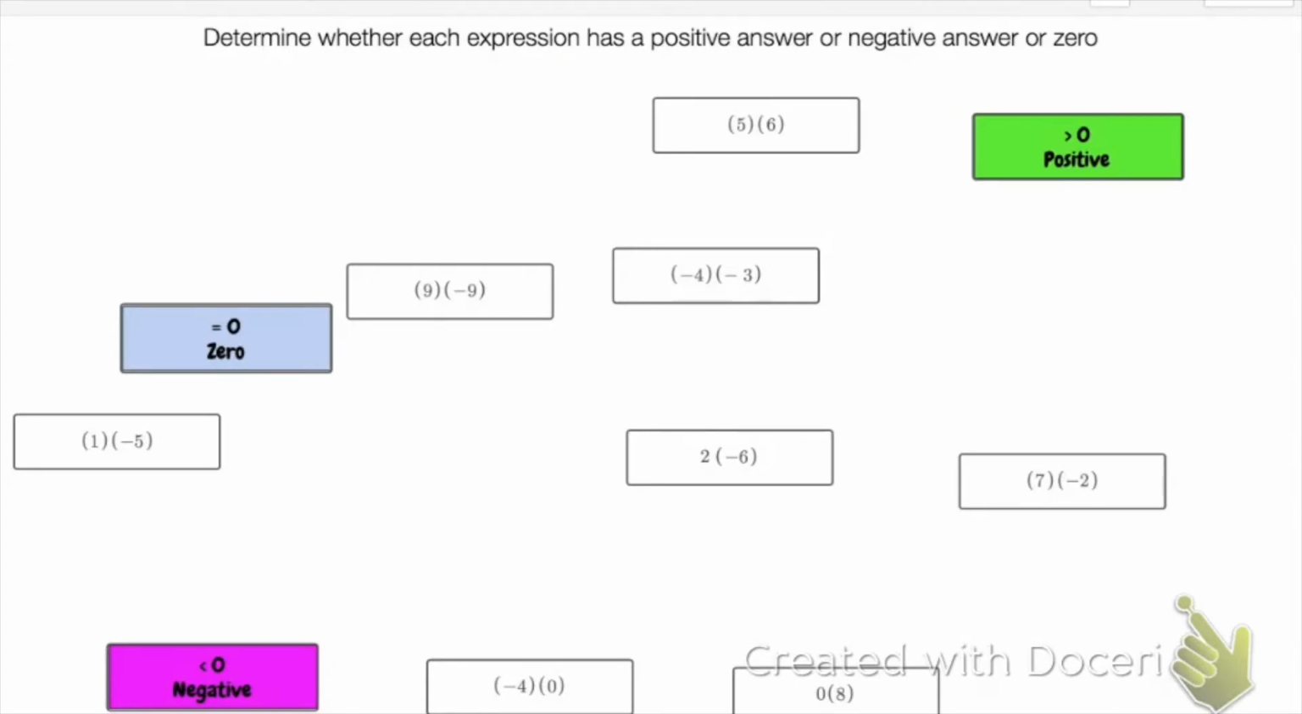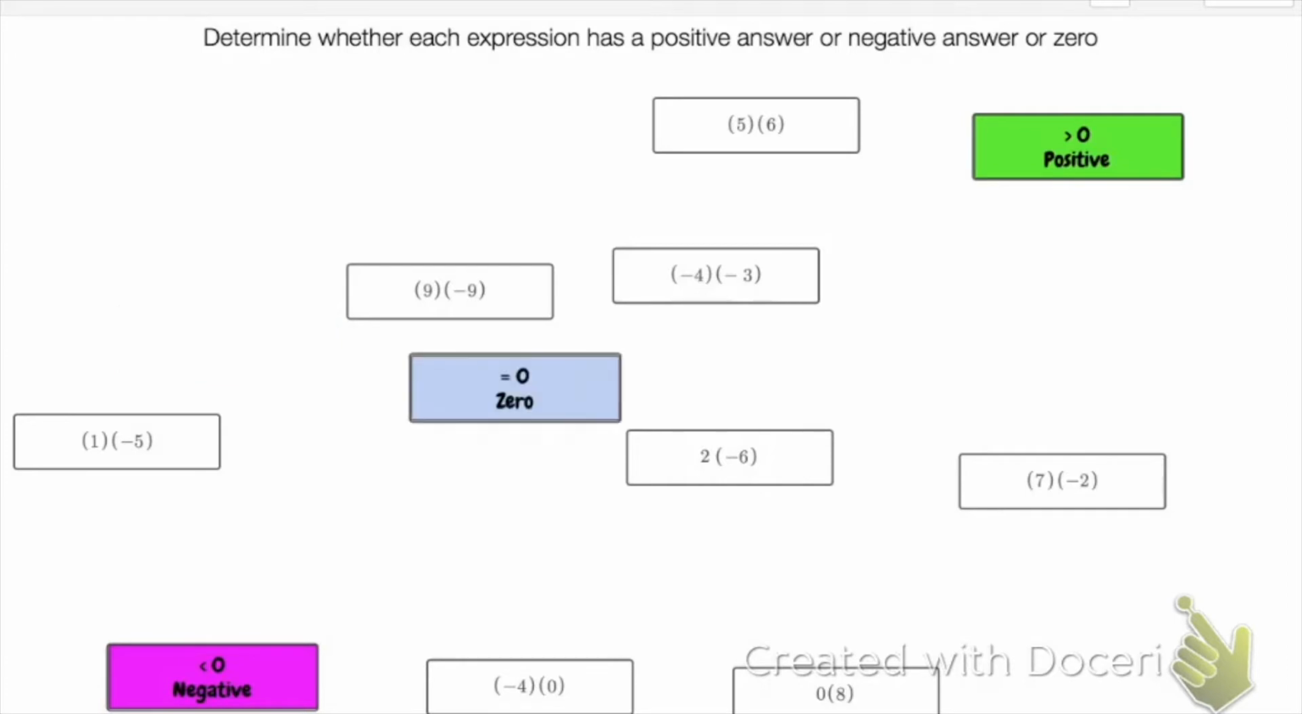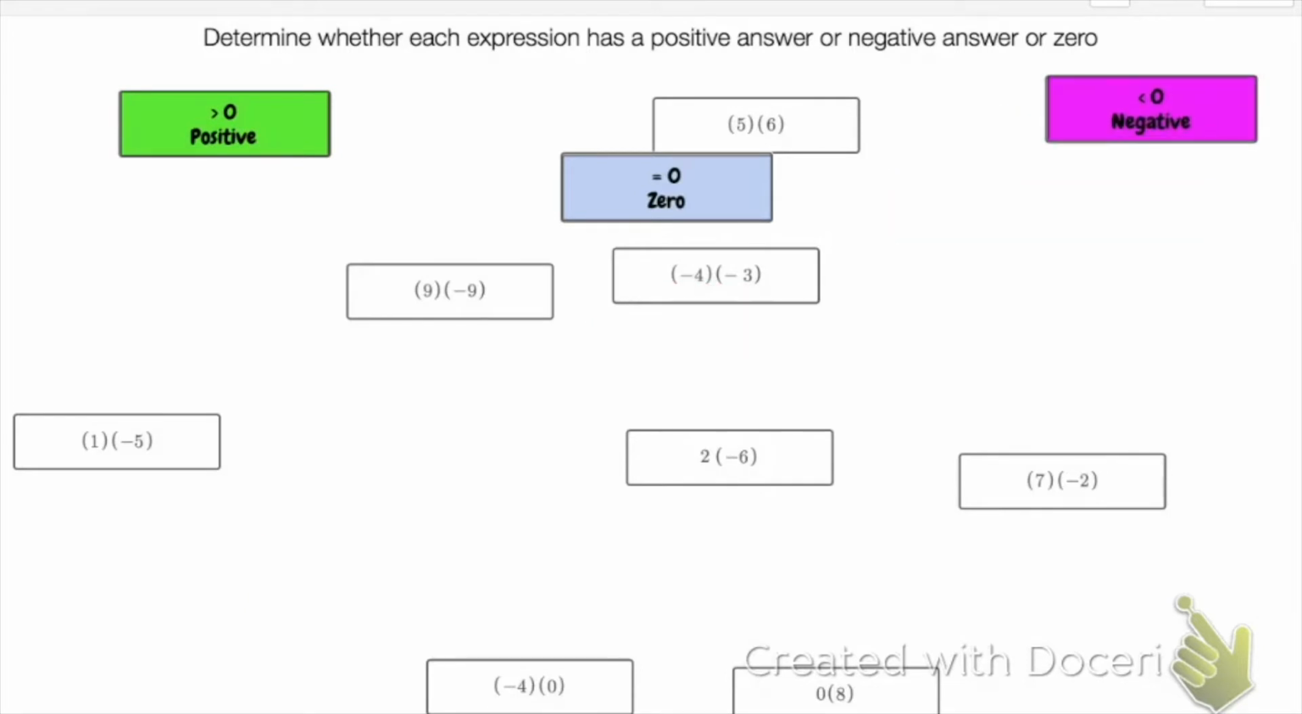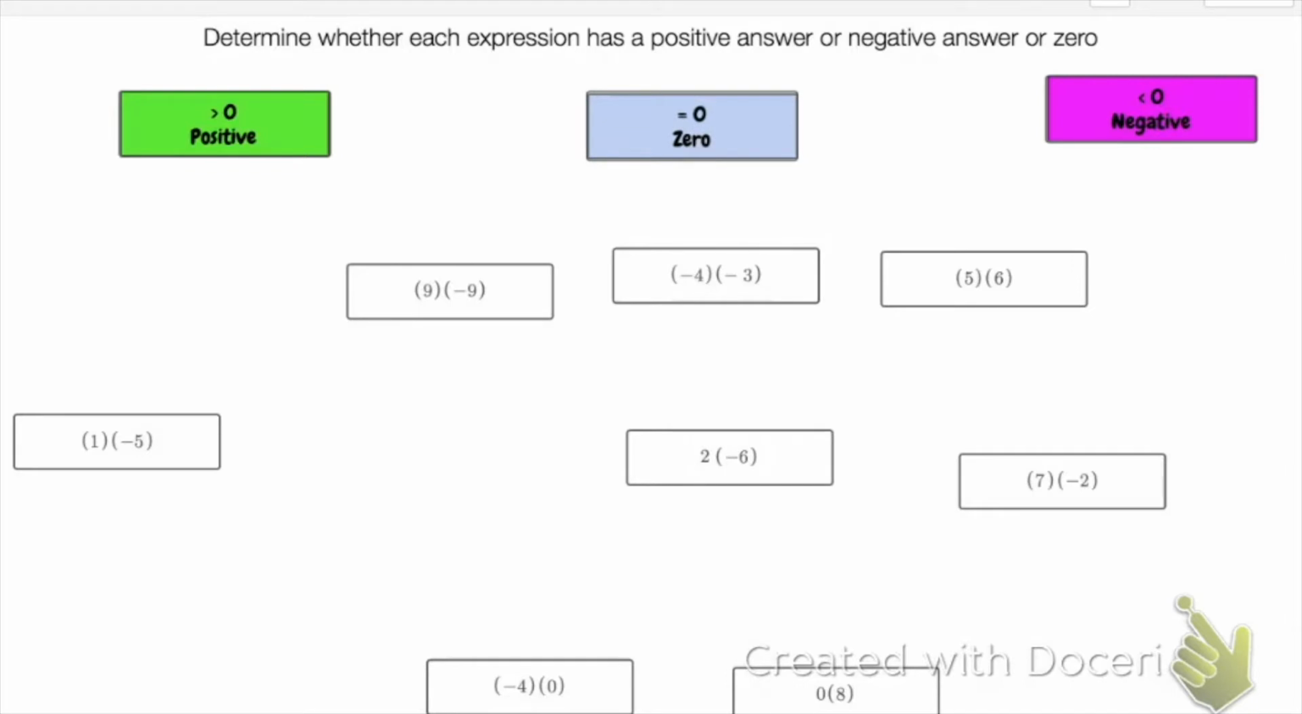Okay, the next activity, I will ask you to move and sort out the card. So there are 3 categories that you need to do. First of all is greater than 0, which means positive. The second one is equal to 0. And the last one is less than 0, that means negative. So let's start with the first one.